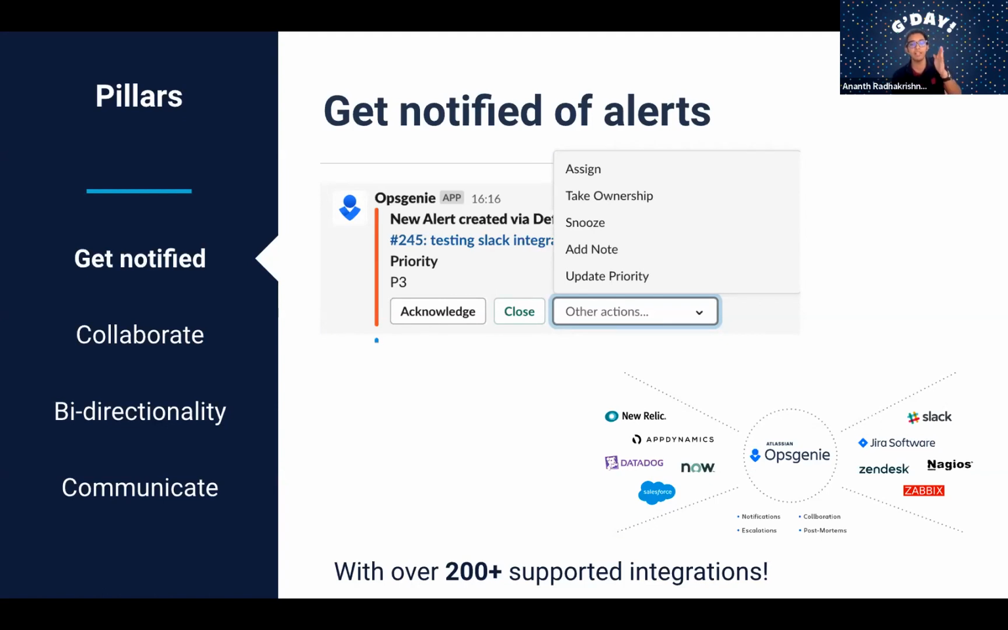But it's not just the notification side of the story that makes this rich. It's the fact that Opsgenie has over 200 supported integrations with multiple monitoring tools. It could be your Datadog, it could be your Splunk, it could be your New Relic, right? And alerts from all of these tools can easily get synced and allow you to get notified of them as a user within Opsgenie.